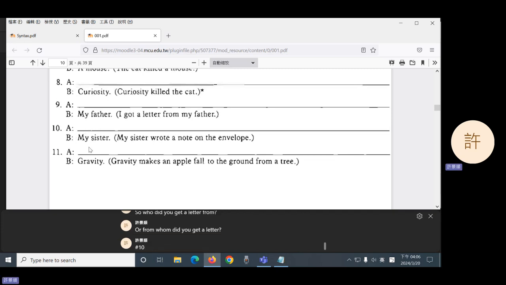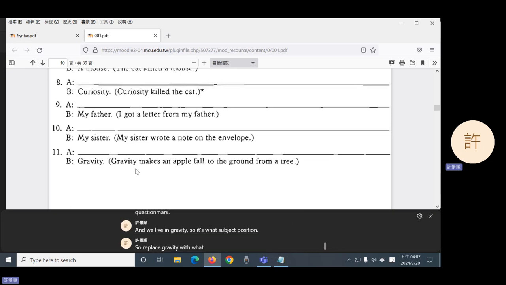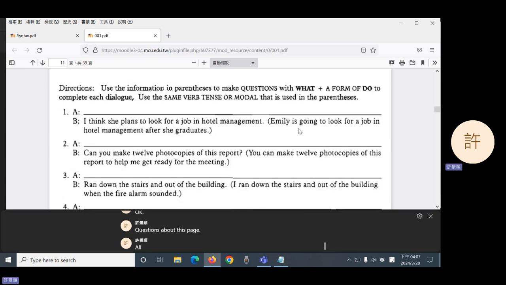Number 10, my sister is a person, subject position, so simply replace the subject. Who wrote a note on the envelope? Question mark. Number 11, gravity, so it's what, subject position, so replace gravity with what. What makes an apple fall to the ground from a tree? Question mark. Okay, questions about this page? All right, next page.